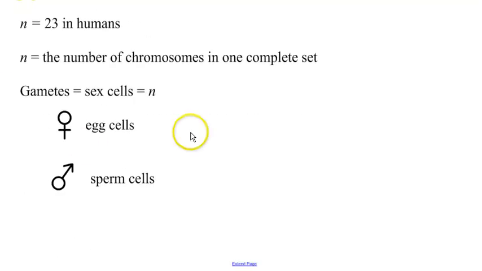Okay. By the way, just some terminology here. Gametes are the sex cells, and we represent the sex cells as n. The sex cells are haploid, having only 1 complete set of chromosomes, which is why when an egg combines with a sperm, you restore the diploid number. And you can see the symbol here. The symbol for female is, of course, the mirror of Venus, and the symbol for males is the spear of Mars.